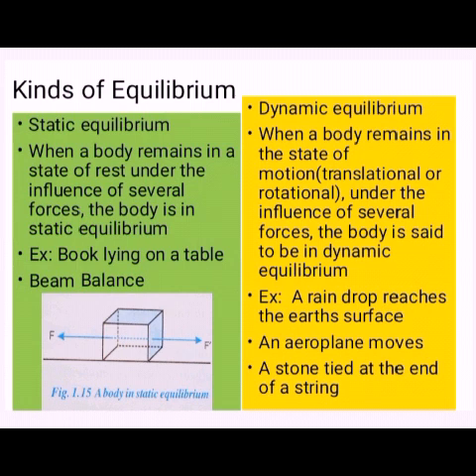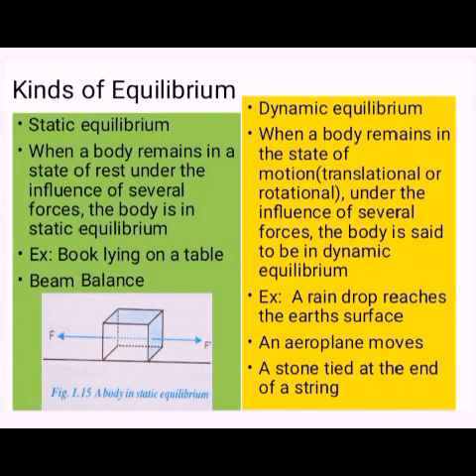Equilibrium is of two types: static equilibrium and dynamic equilibrium. Static equilibrium: when a body remains in a state of rest under the influence of several forces, we say it is in static equilibrium. On the other hand, when the body remains in a state of motion, might be translational or rotational, under the influence of several forces, the body is said to be in dynamic equilibrium.